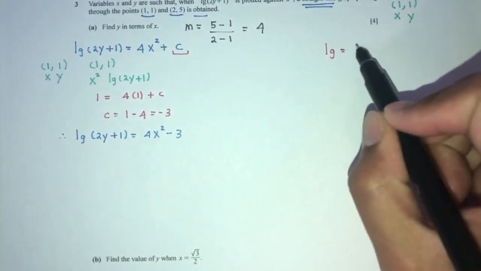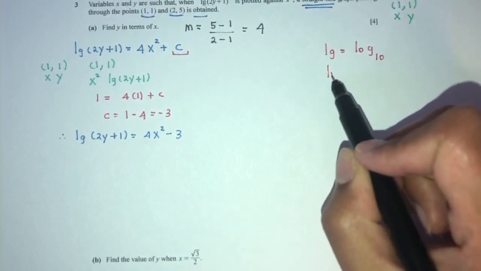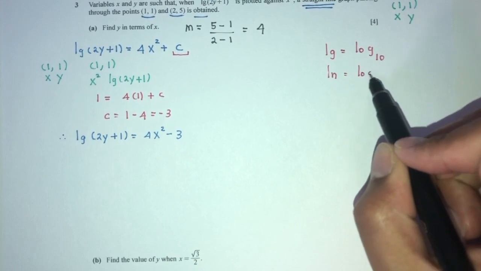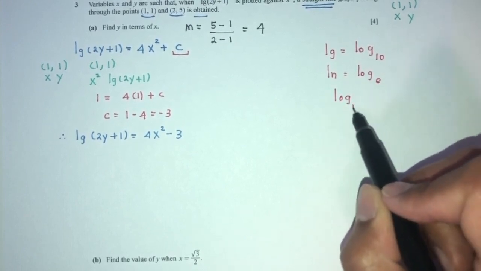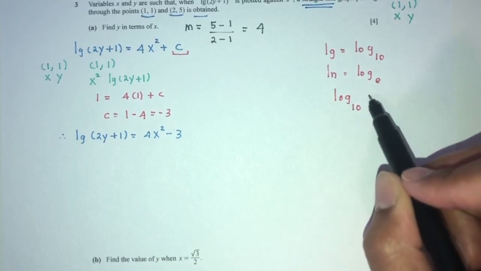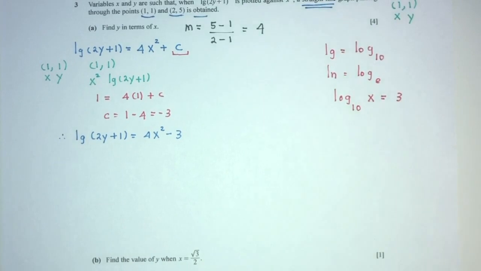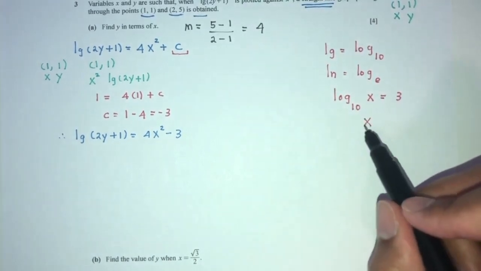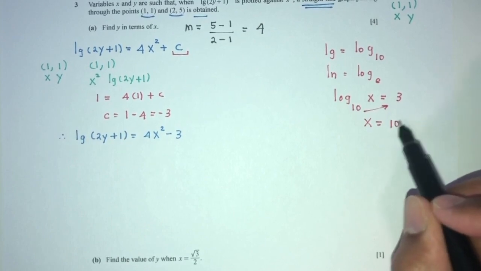This implies log to the base of 10. Hopefully, you guys know when you have ln, it implies log to the base of e. Now, let's say I have log to the base of 10, some value x here, is equal to 3. Find the value of x. How would you find this? You would say x is equal to, we send this here, 10 power 3.